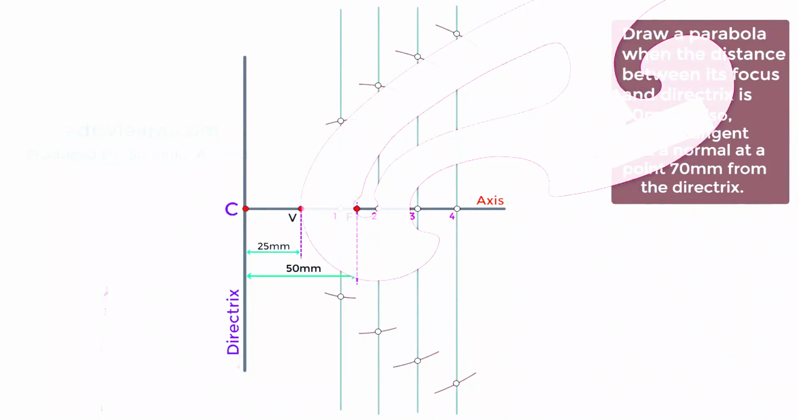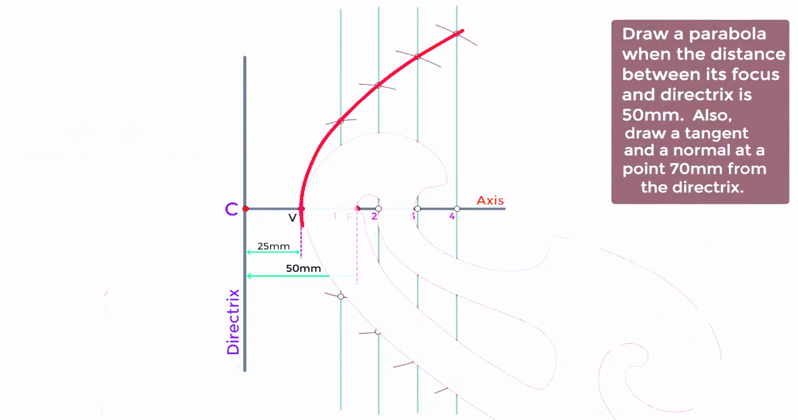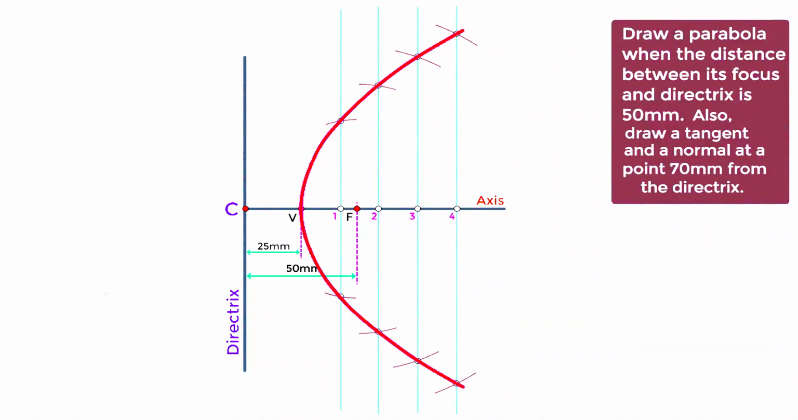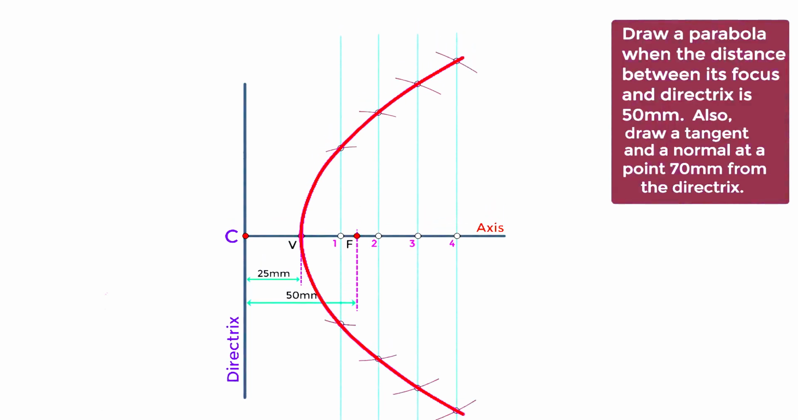After getting these points, to get a parabola, draw a line passing through these points. To draw the curve, we will make use of French curves. Make sure all the points are touching this French curve while drawing the curve. This is the final parabola by using the eccentricity method.